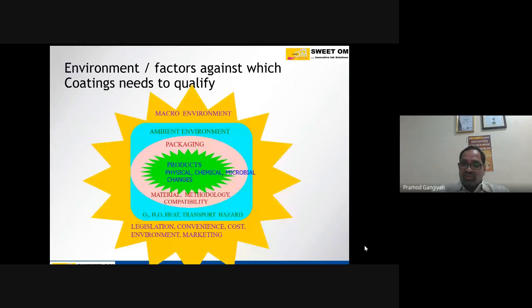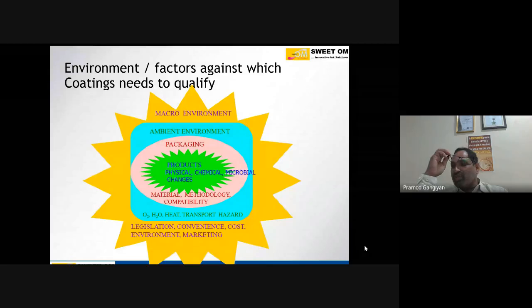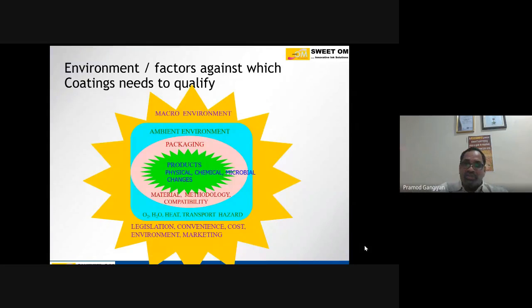And of course, there is cost. If we can pack any material in a paper bag, we cannot afford to pack it in a glass bottle. The best example is cold drinks. Earlier, cold drinks were very costly because they were packed in glass bottles, which had to be recycled, going back to the plant, and then cleaned and all those aspects. So it was very costly. Now, almost glass bottles have vanished. So cost is again an aspect of this.